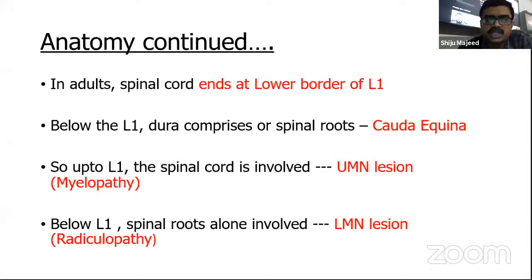So that is the difference you have to understand, where the spinal cord will be involved. If you have a fracture of the L5 vertebra, you will not have a UMN lesion, because inside the dura at L5 there are only roots. So you cannot have a myelopathy in a patient with a fracture of L5.